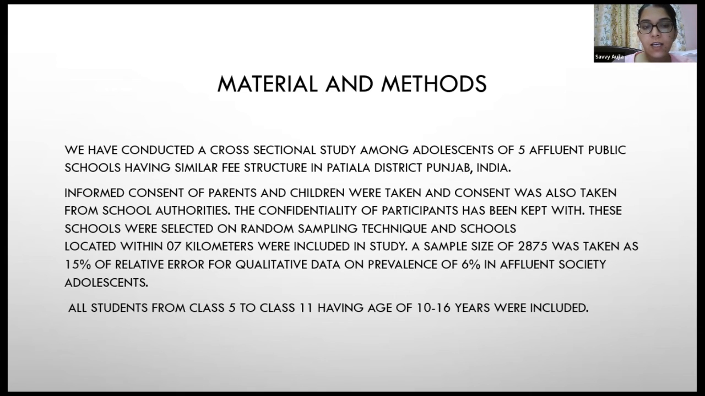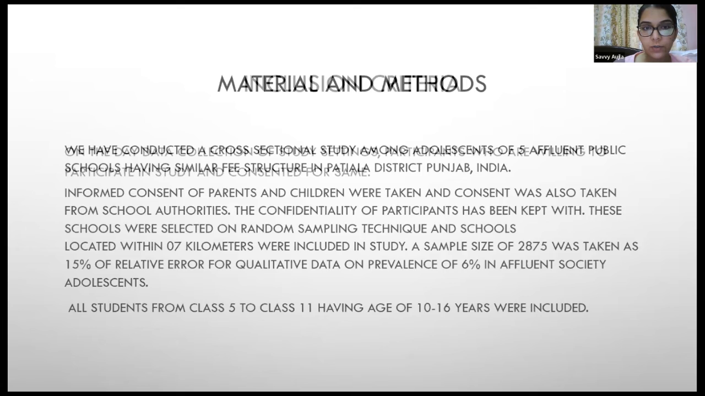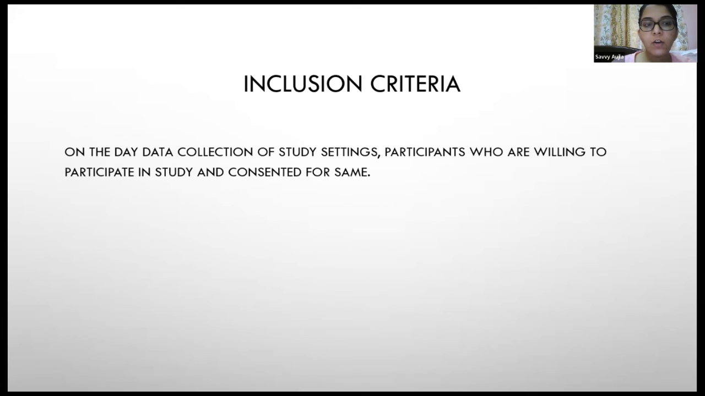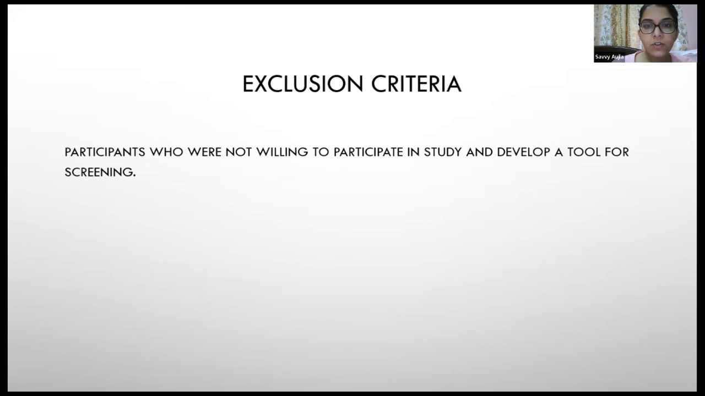2,875 was taken, with 15% allowable error for qualitative data and a prevalence of 6% in affluent society adolescents. All the students from class 5 to 11, aged 10 to 16 years, were included. Inclusion criteria: on the day of data collection, participants who were willing to participate in the study and consented for the same were included. Exclusion criteria included participants who were not willing to participate in the study and those who did not develop a screening tool were excluded from the study.